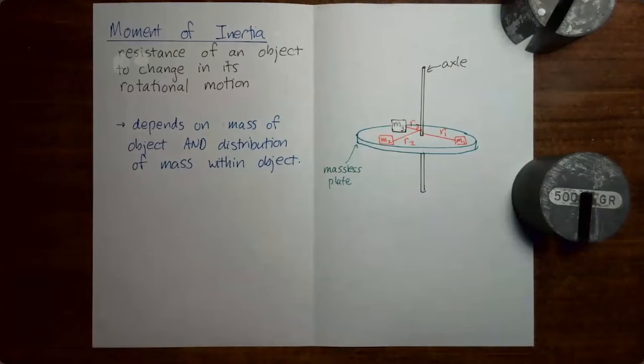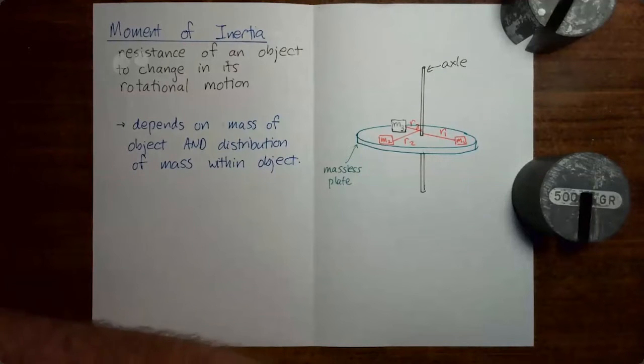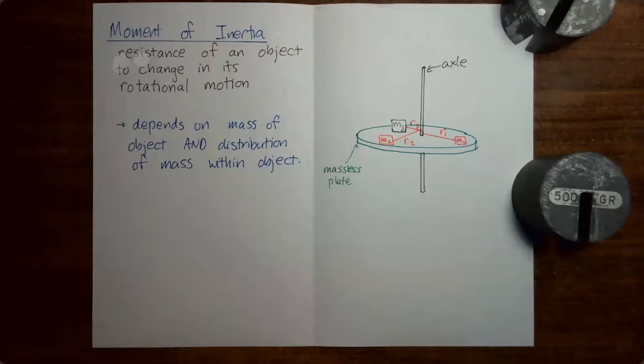In the previous video, I introduced you to the idea of the moment of inertia. The moment of inertia is the resistance of an object to change in its rotational motion. We saw that the moment of inertia depends both on the mass of the object and the distribution of mass within the object. In this video, I'm going to show you the formula that we use to calculate moment of inertia for a collection of point masses.